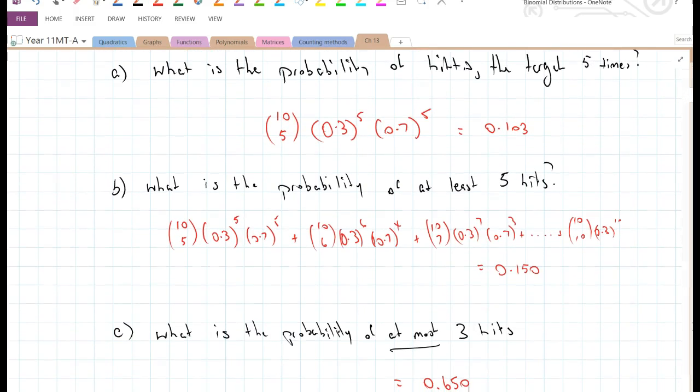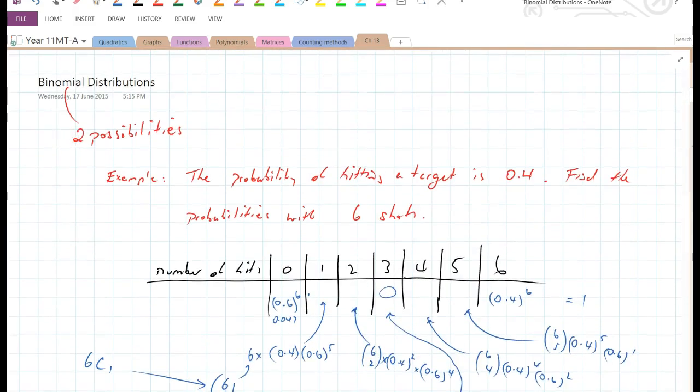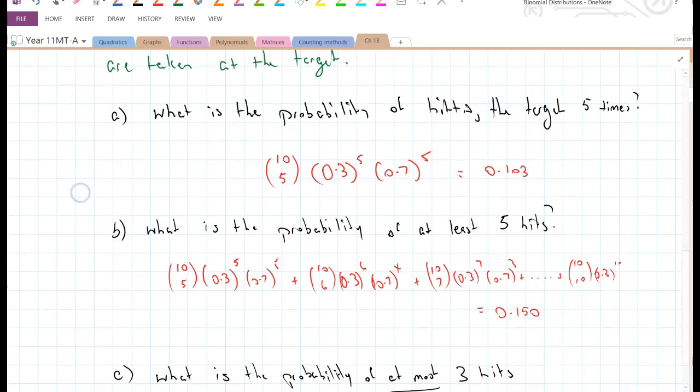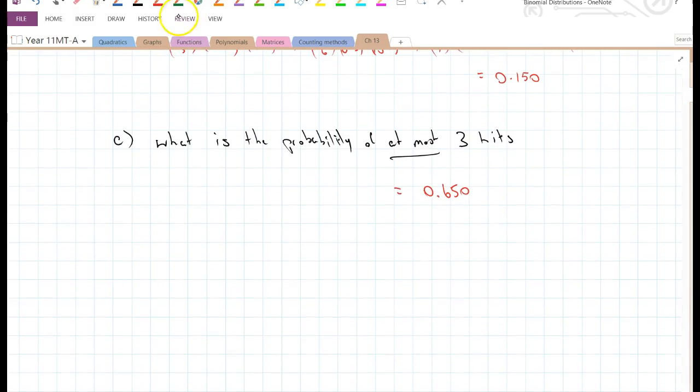So that's how to use what's called the binomial distribution to calculate probabilities where there are 2 options, hit or miss, pass or fail.